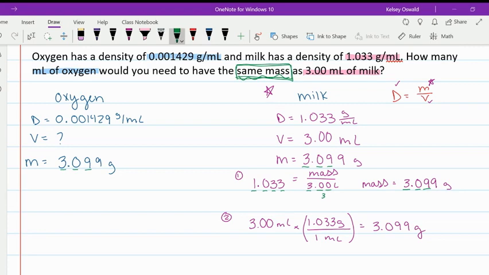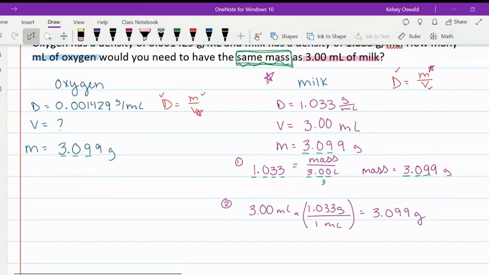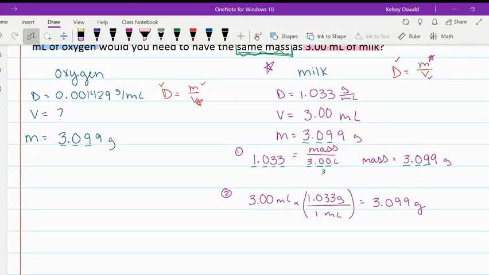Now when I look at my oxygen, again, we're using the density equation. I know my density and I know my mass. I know 2 out of the 3 things, so I can solve for my volume. And so what volume of oxygen would correspond with 3.099 grams? Again, we can solve this 2 ways. First way, we can just plug it into our equation. We can set our density equal to our mass divided by our volume.